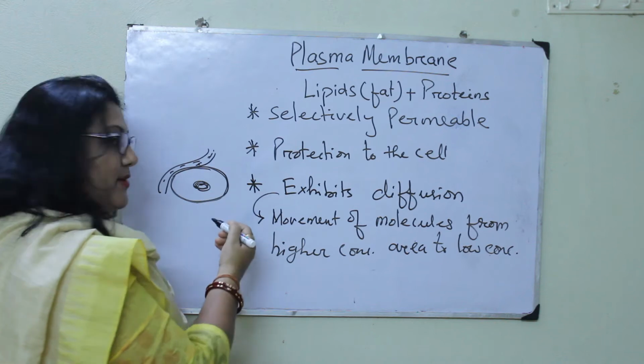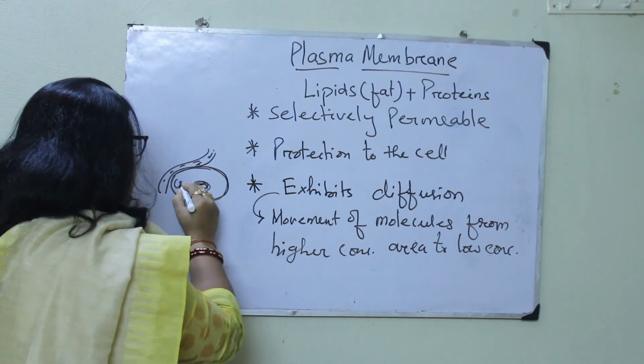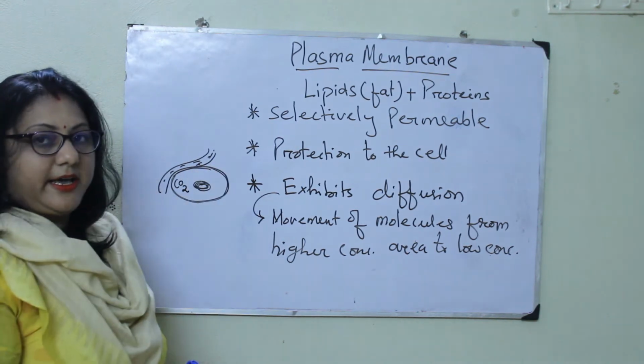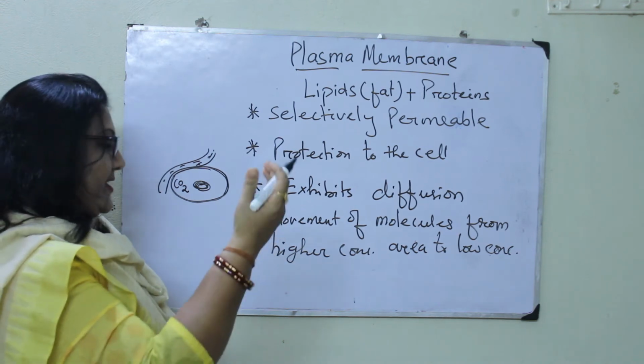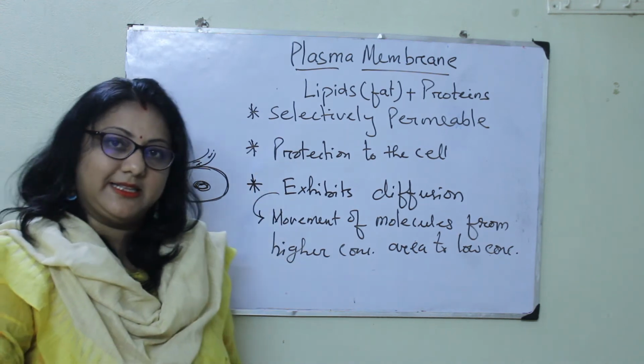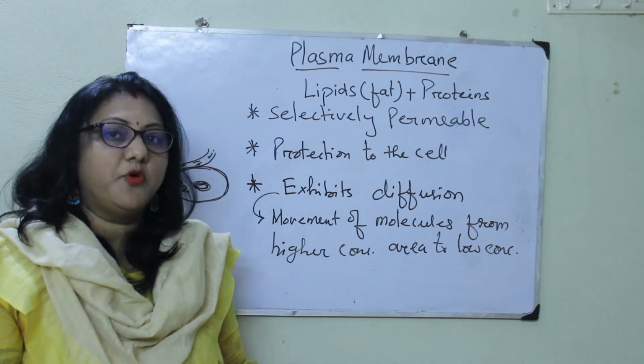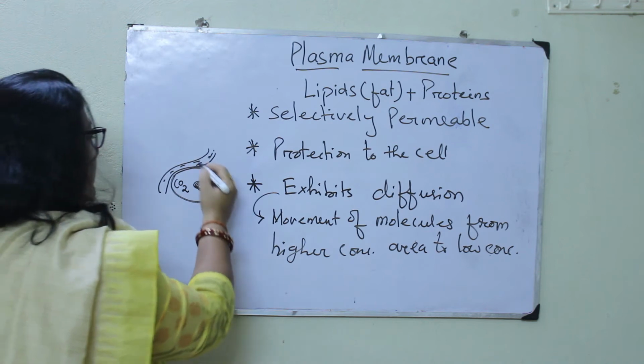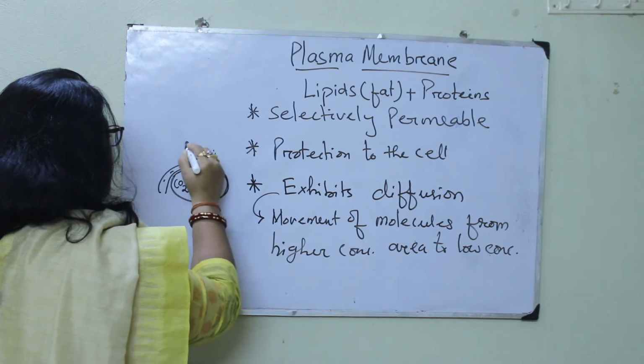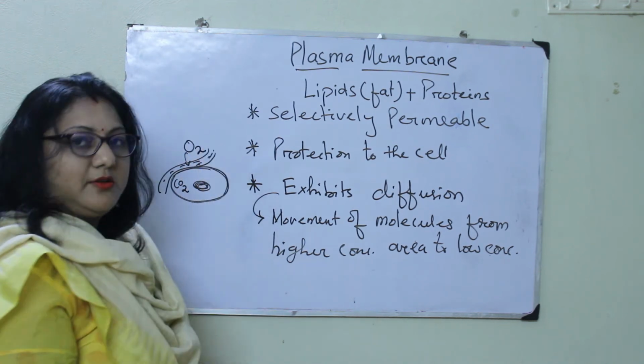So inside the cell, what happens? There will be more concentration of carbon dioxide. When the blood comes to the cells from the heart, it brings the oxygen in more concentration. So in the blood, what happens? Blood will be having more concentration of oxygen.